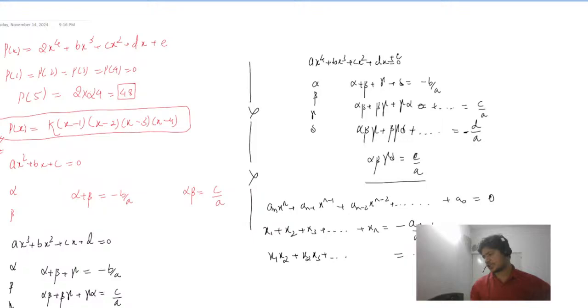Understood this one? Any issue in this? You can ask. Here you can write this one as minus 1 to the power n. Okay? These are the standard ones that we can write: sum of roots taken two at a time, sum of roots taken three at a time. Clear? Okay.